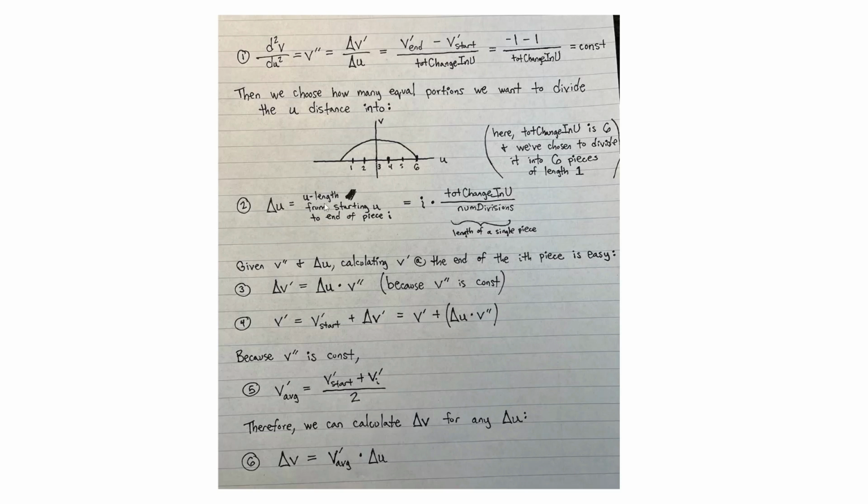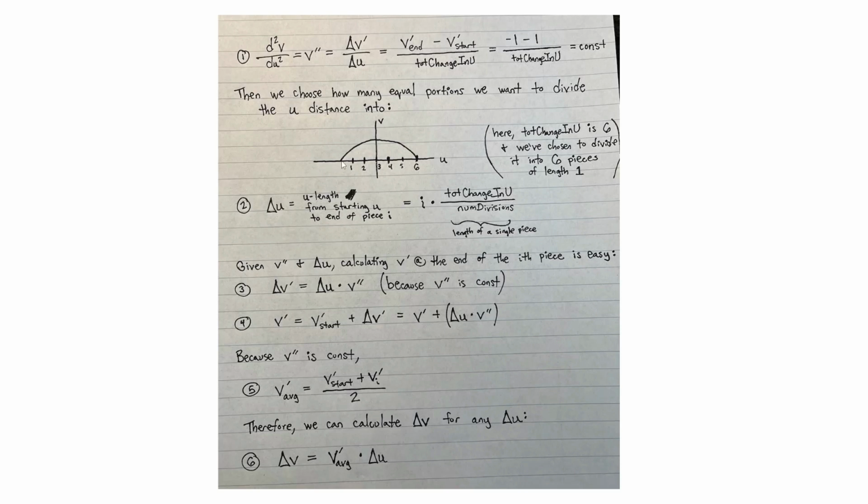Okay, so delta U, and I'm going to call delta U the distance from the start to whichever piece we're talking about. So delta U sub 1, say, would be like the distance from here to there. Delta U sub 5 would be the distance from the start all the way over to 5.